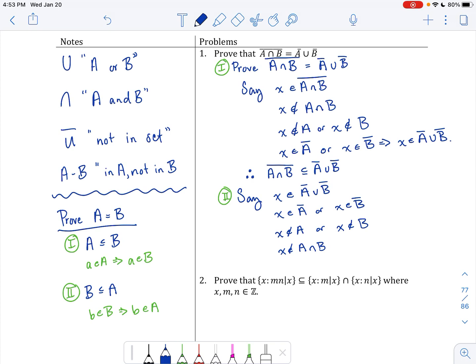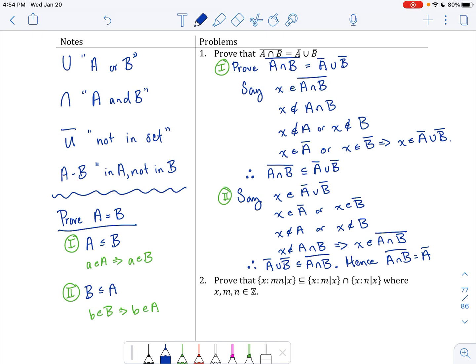So the union is always going to be the bigger set, and then this one is going to be the smaller one, because it's in both. So then here, we can say that X must be in the complement of A intersect B. Hence, this second set is a subset of the first. Finally, that means that the sets are equal.